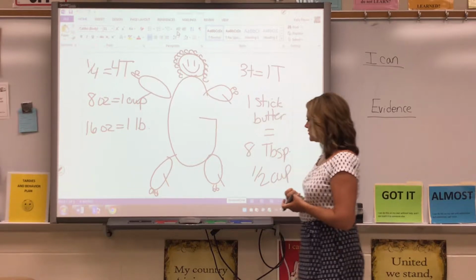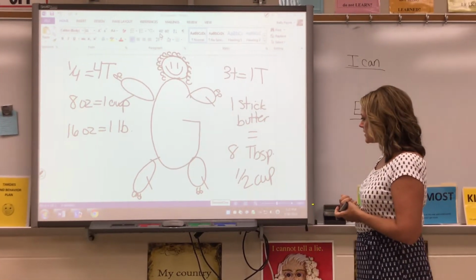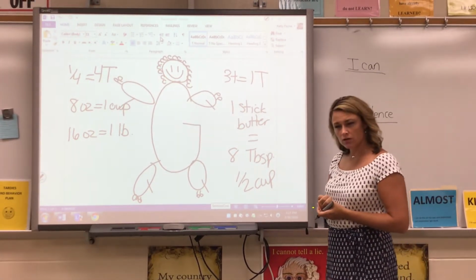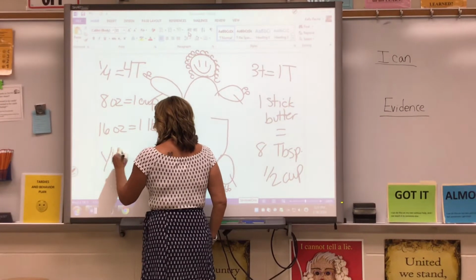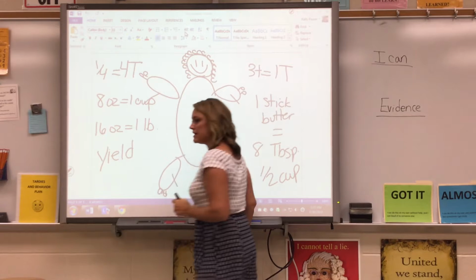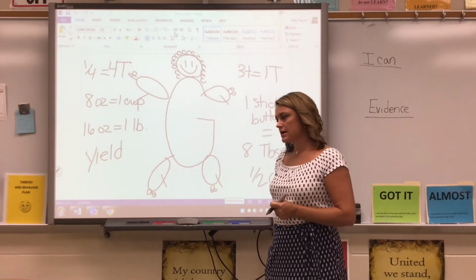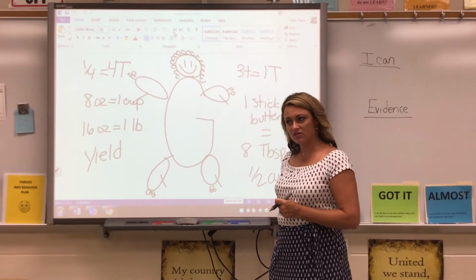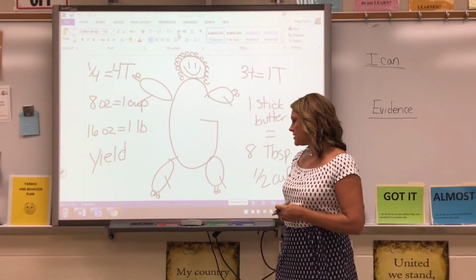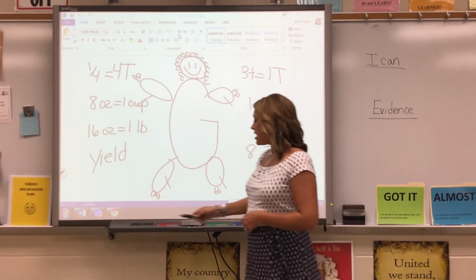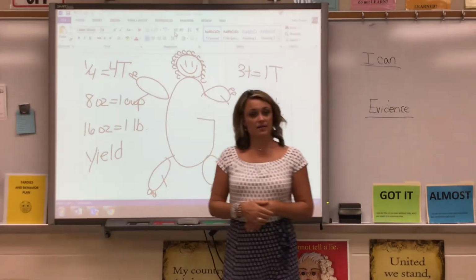And I believe, let's see if there was anything else. I want you to know that when you're reading a recipe, when you see the word yield, that tells you how much it's going to make. That's the number of servings. And then I told you yesterday that 1/8 of a teaspoon, if you see that, it is the same as a pinch or a dash. Okay? And that's it.